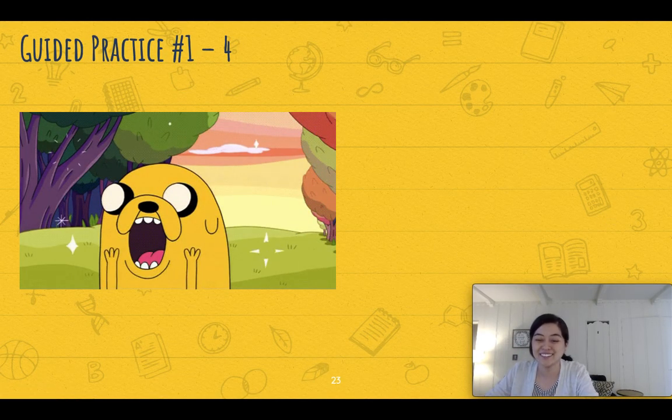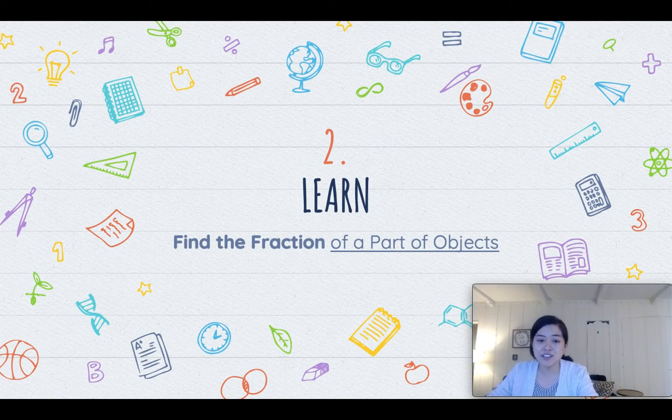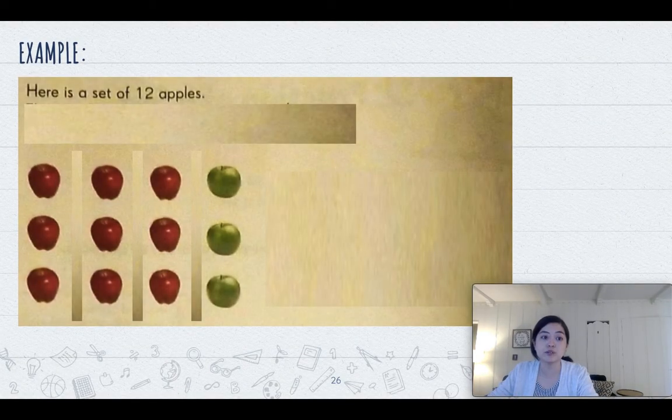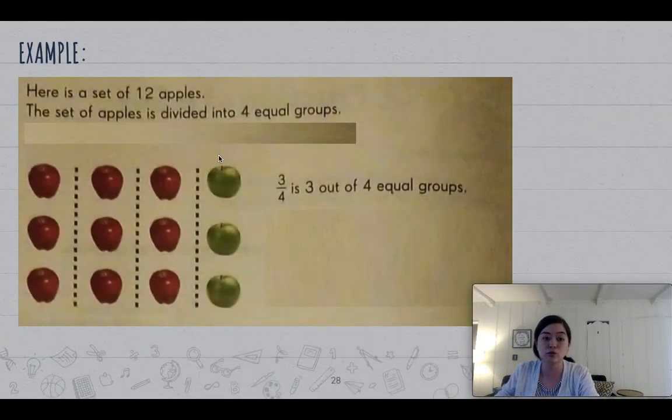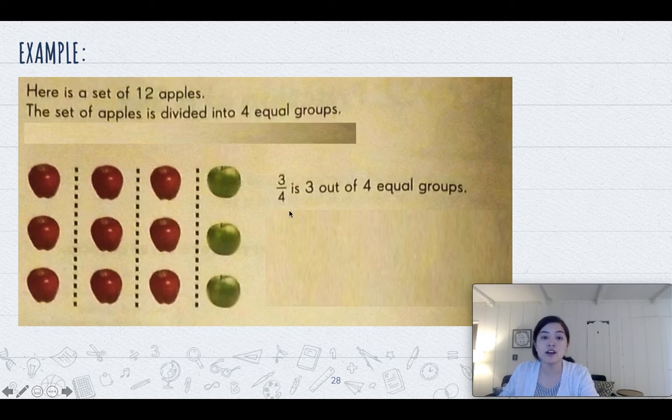Okay, let's find the fraction of a part of objects. So look at this example. Here is a set of 12 apples. Remember what set means? It just means group. Here's a group of 12 apples. The set of apples is divided into 4 equal groups. Do you see that? Here's one group, here's another group, here's another group, here's another group. So then there's 4 equal groups, okay?